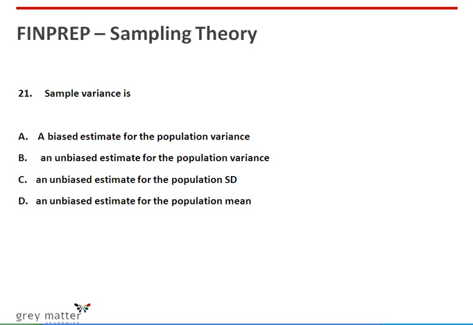21st question: sample variance is a biased estimate for the population variance. This is as per the definition of sample variance. Going to our options, it is the A option, which says a biased estimate for the population variance.